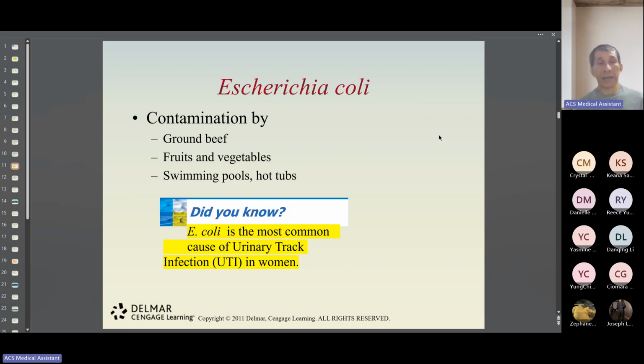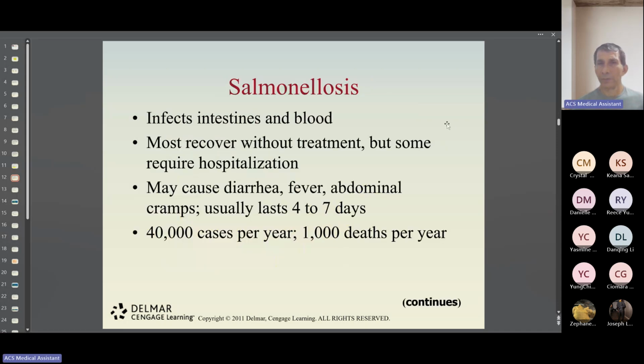Remember, E. coli, you don't have to spell it out. You just need to know that E. coli is a bacterial infection. We're talking about bacteria, remember. Everything Clostridium is a bacteria. Whatever produces syphilis is a bacteria, which is the Treponema pallidum, and any other conditions. So we are moving on.